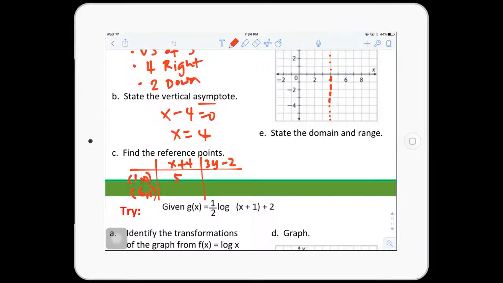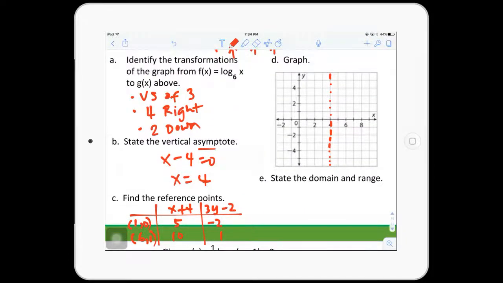So it's going to be 5, -2, and 10, 1. So the first point is 5, -2, so that would be over here. Second point is 10, 1. It's right here and here. And so we're going to draw the graph, and it looks something like this. So this is what it looks like. Finally, state the domain. Notice the graph is to the right side of 4. So it's x greater than 4, and that is the domain. The range is going to be all reals for all logarithm functions, and that is the end of the problem.